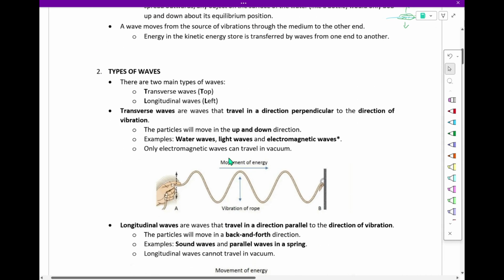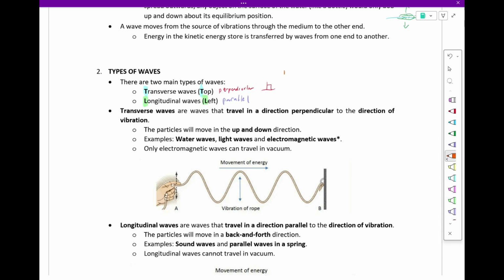We actually have two different types of waves: a transverse wave and a longitudinal wave. Sometimes students find it very difficult to memorize. For me, I remember it as transverse is top down. This one is perpendicular, it looks kind of like a perpendicular sign if you just flip it upside down. And longitudinal is the parallel. So which part is parallel, which part is perpendicular?